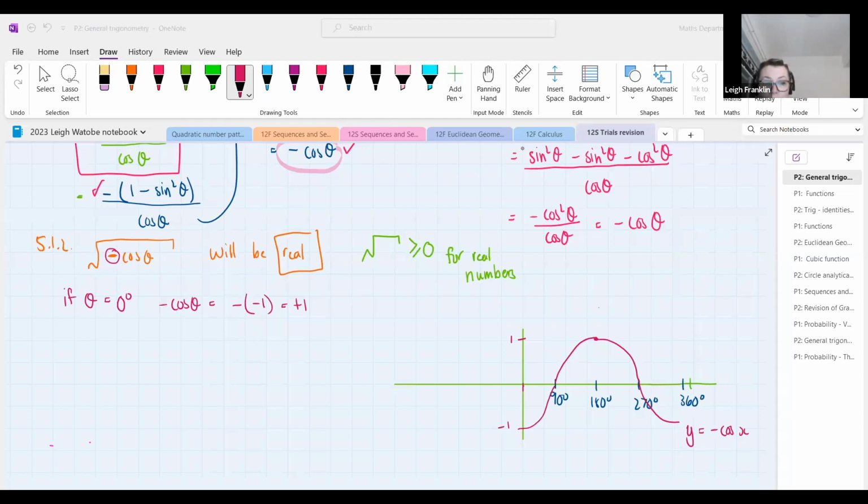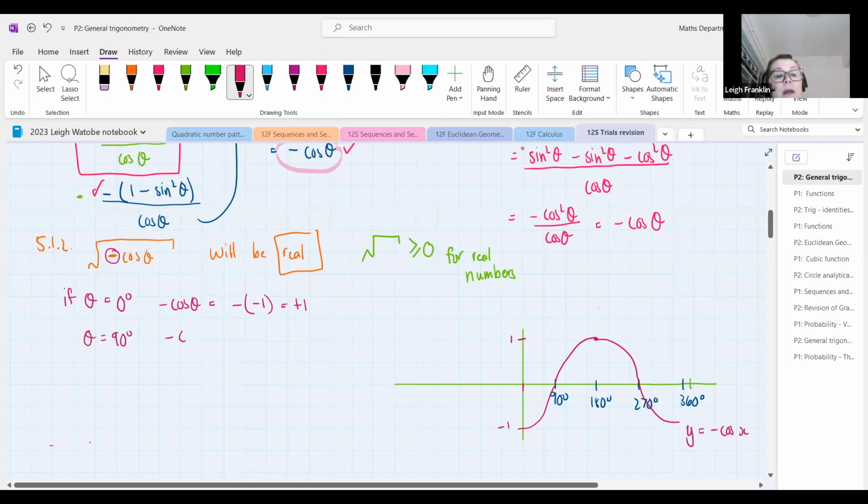Yes, lovely. So the next point that is of significance for us is when we get to 90 degrees. What's going to happen at 90? If theta were equal to 90 degrees, we would have negative cos 90. So what would that give us? It would give us 0, absolutely. That's also okay. So between 0 and 90 is fine.